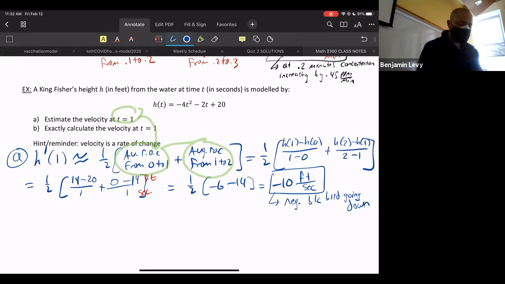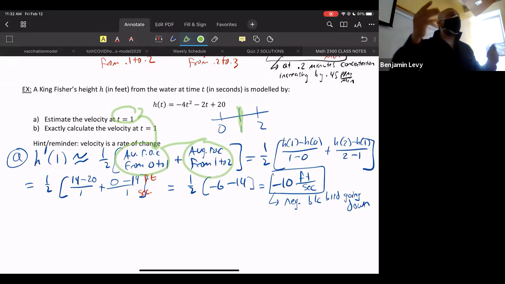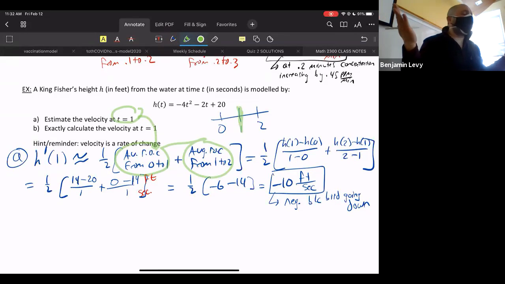So if the point we care about is 1, we will look a little bit before it and a little bit after it. We cared about this point, and so that's why we did 0 to 1, 1 to 2. Even better would have been like 0.5 to 1, 1 to 1.5. If you squeeze in on 1, you get a better estimate. But then you have to plug fractions in, so we were trying to avoid that. So anyway, that's why I chose those two intervals.